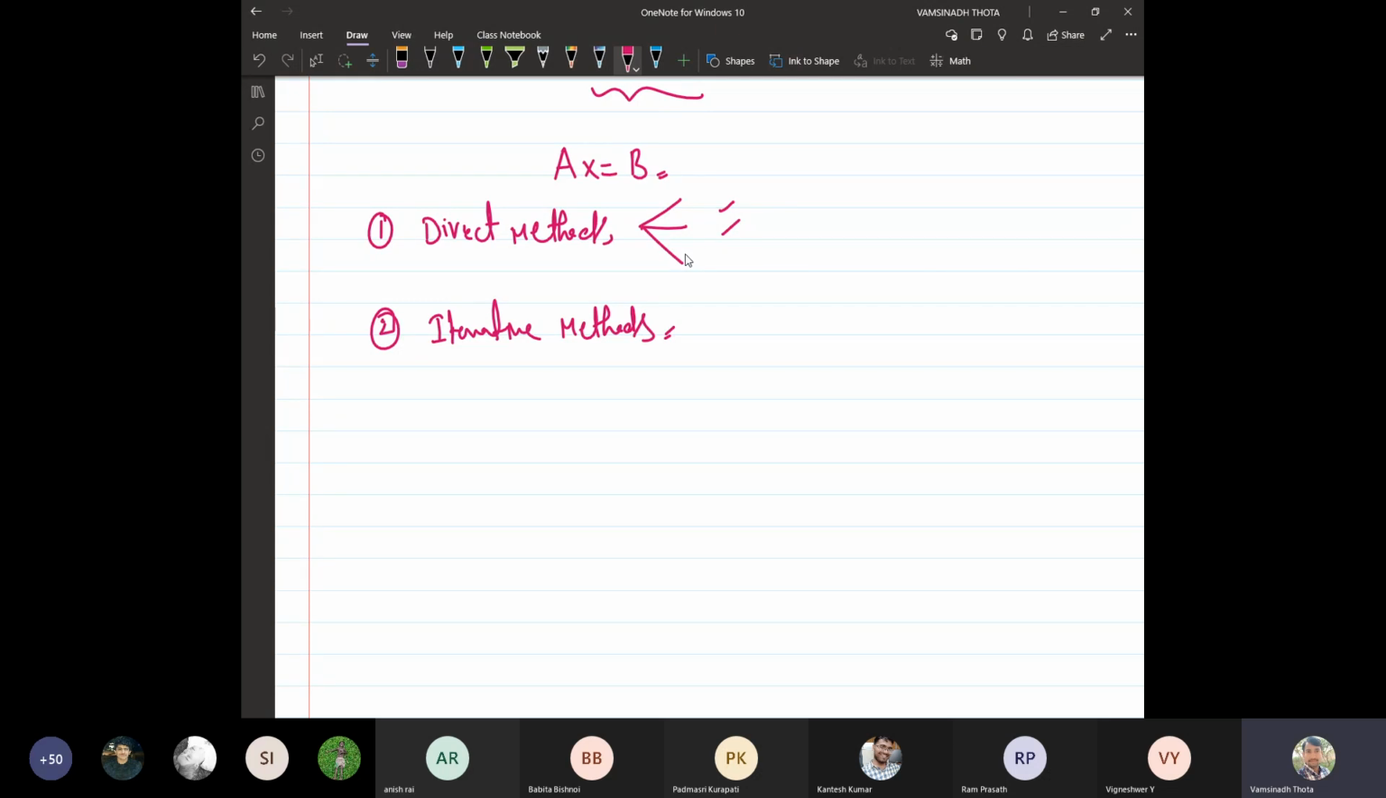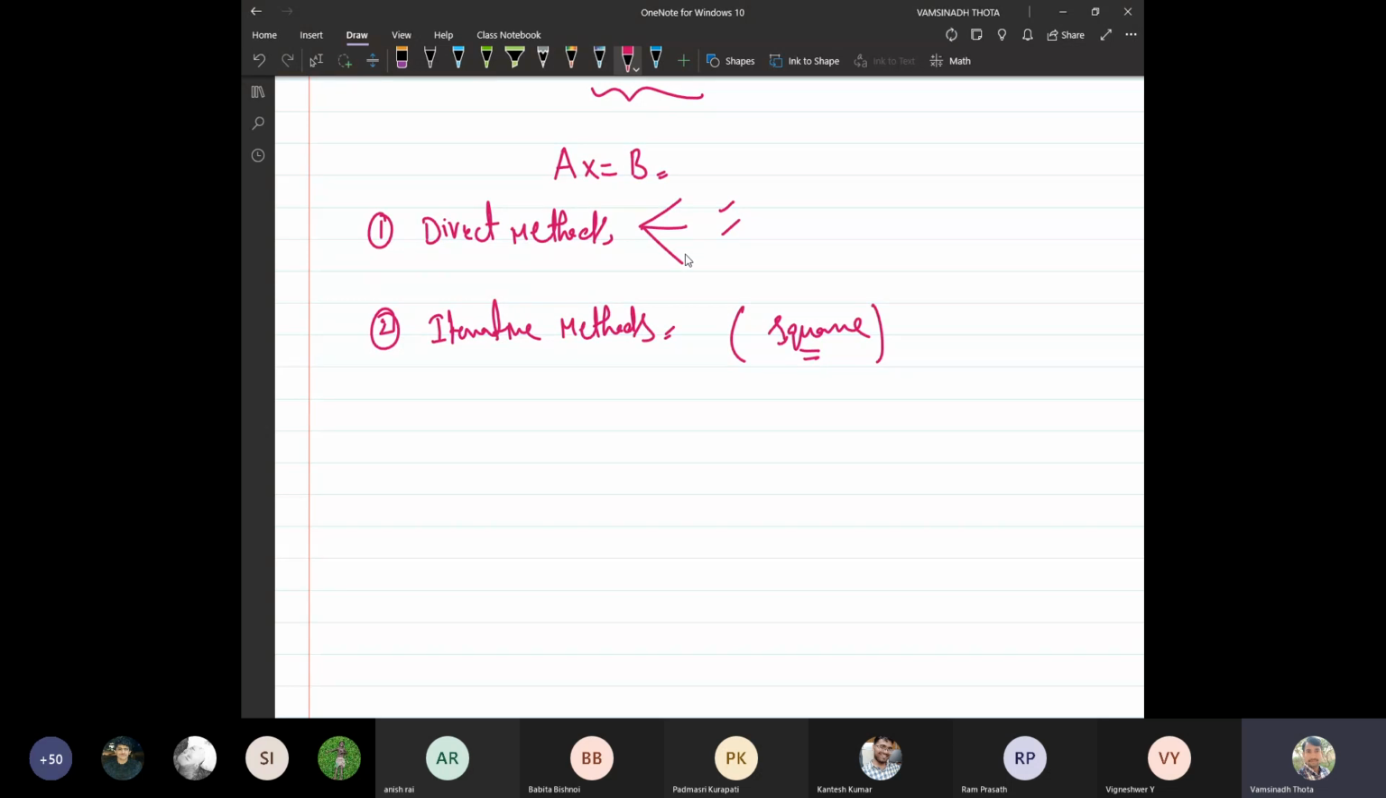But in the iterative methods also, we need to consider square systems, where the number of variables and the number of equations given must be equal. Square system of linear equations. Now, what are the advantages and disadvantages of iterative methods? We will see later. But let us first understand how the method goes.